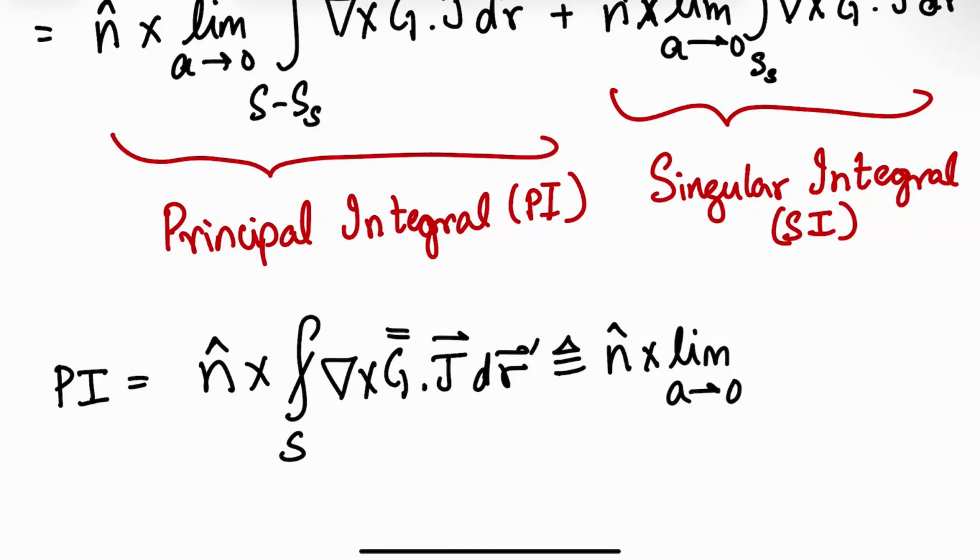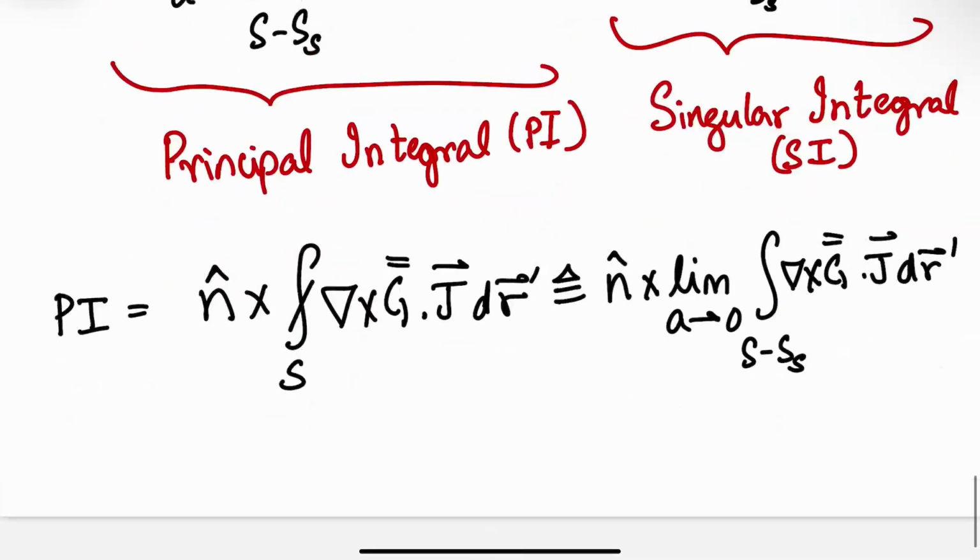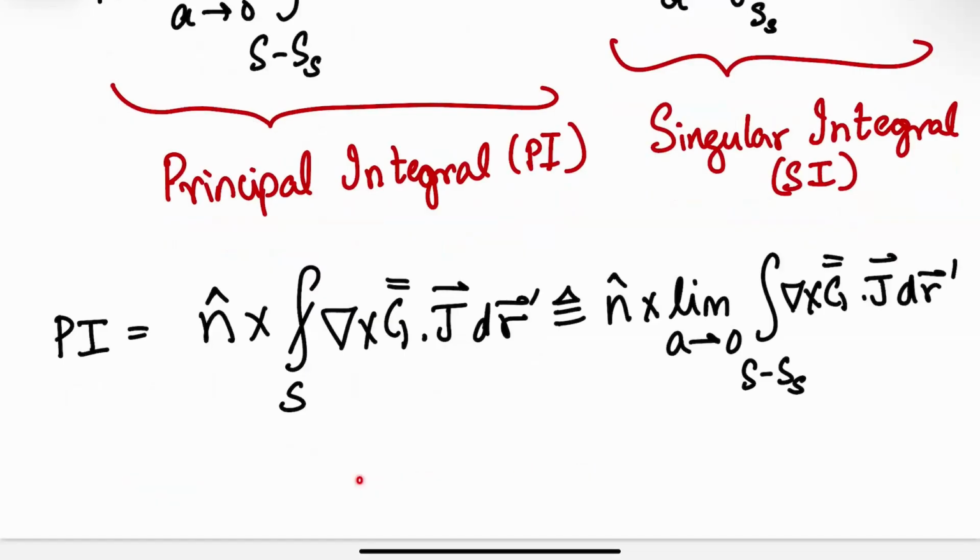Limit a tends to 0, the integral over S minus SS of curl of G dot J dr prime. Right? So this notation with this dash essentially is saying that you take the integral over S, but you remove one point. And the way you do that is by computing this quantity, where you take the integral as you limit towards that point. And that limit is assigned to that point. So that's what the principal integral means.